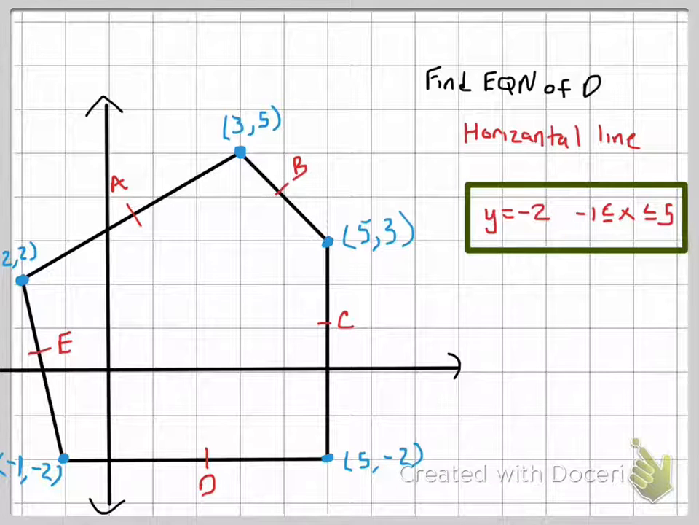Line D, horizontal. So y equals -2, because it's -2 for both of these points. And then, what are the x's? The smallest x is here. I highlighted that. And the largest is 5. So that's where these come from. And I underlined the -2. So that's where that comes from.